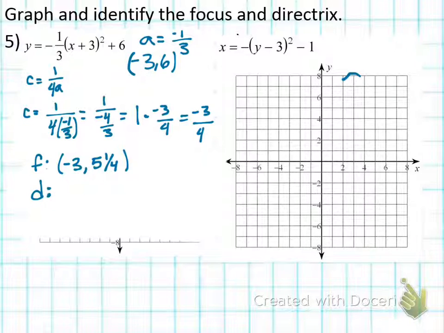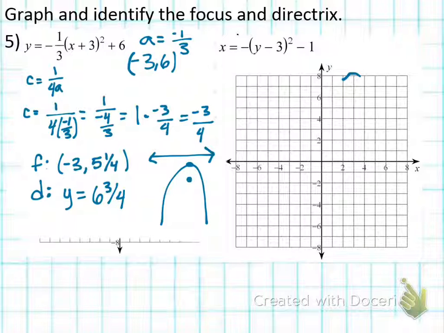Okay, and then for the directrix, I do the opposite. I subtract. But if I'm subtracting a negative, I'm really adding, right? So what's 6 plus 3/4? 6 and 3/4, and this is y equals because it's a y equals parabola. So that's my focus and directrix here. Okay, if I just kind of sketch the graph, I know it's a downward facing parabola because it's negative. So the focus is going to be inside, the directrix will be on top, and I know this point is 6. So it makes sense for the directrix to be 6 and 3/4, and then for the focus to have a y coordinate of 5 and 1/4.